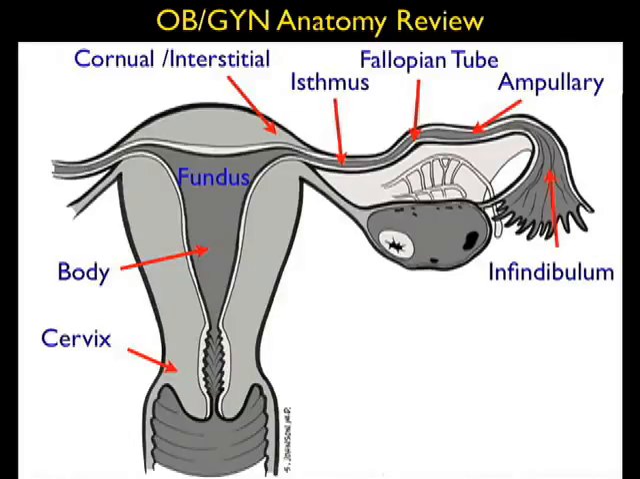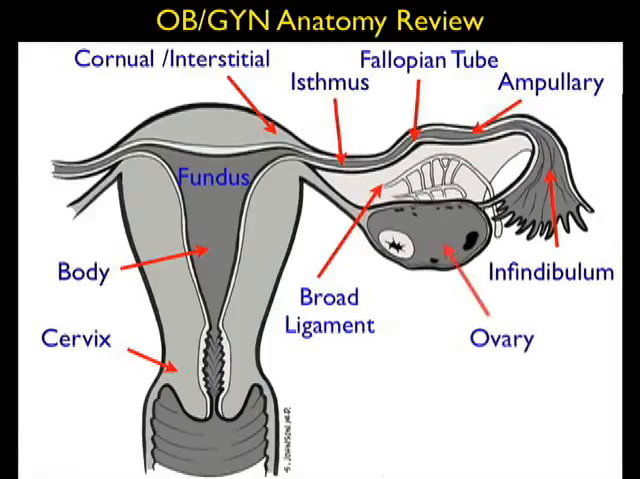Here we also see the portions of the fallopian tube, the proximal isthmal region, the distal infundibulum, and notice the ampullary region, which comprises the majority of the fallopian tube. We also see here the broad ligament, which encases the fallopian tube and ovary in the lateral region of the adnexa. Remember that the ovary is relatively mobile within the broad ligament.